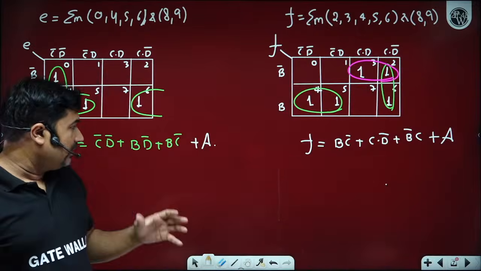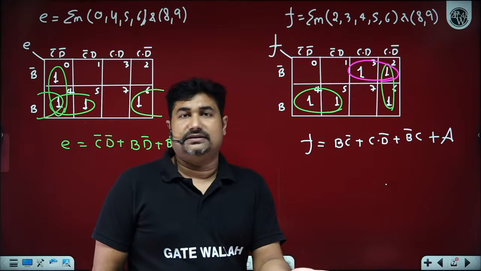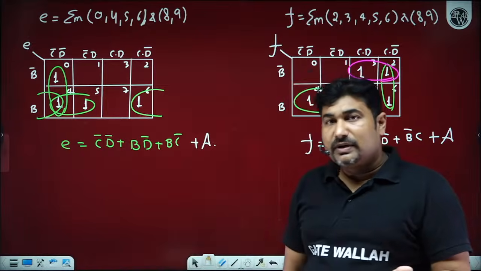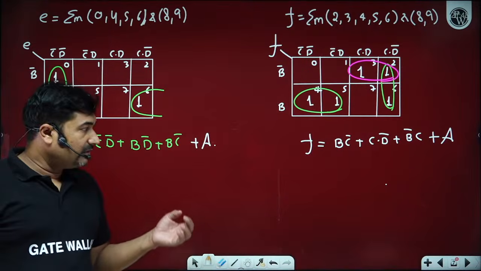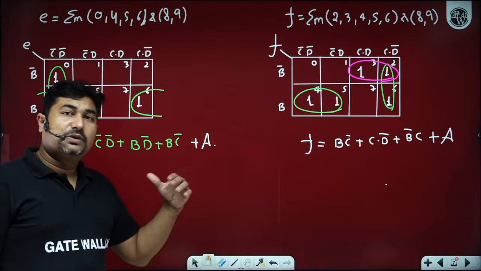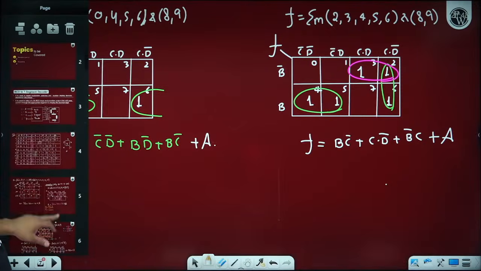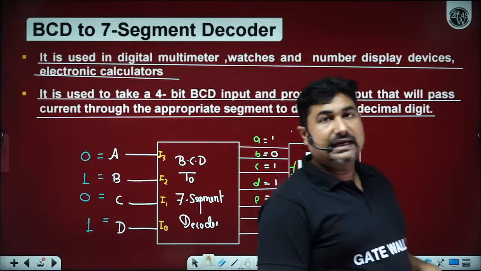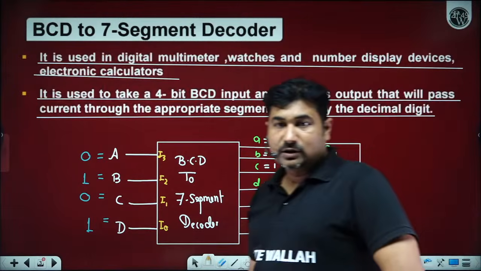Now we have logical expressions. We can easily implement them using a circuit. Either we can use logic gates or we can use programmable logic gates. So we can implement it to get our desired BCD to 7 segment decoder. How many of you now are able to understand this BCD to 7 segment decoder perfectly? Please let me know by writing in the comment section.